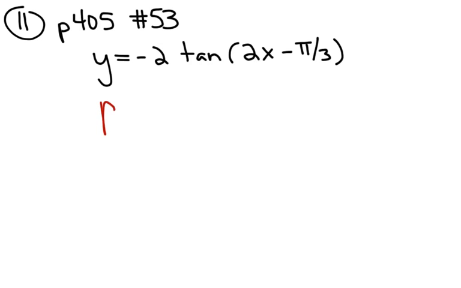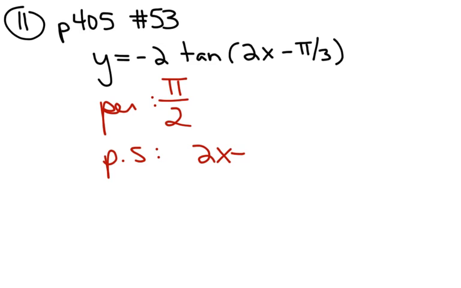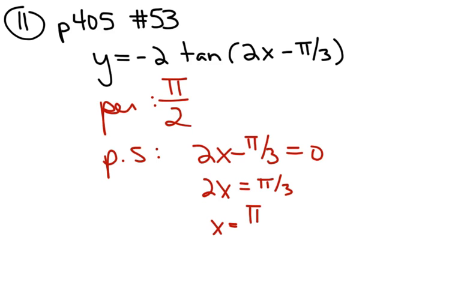So for the period, remember that the period of tangent and cotangent is actually 1 pi. So we use 1 pi over k, and k is 2, so the period is pi over 2. To find the phase shift, all you have to do is take what's inside the parentheses, set it equal to 0, and solve for x. So 2x is equal to pi over 3. And then when you divide by 2, you get pi over 6.